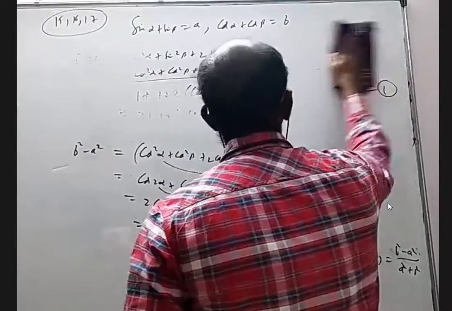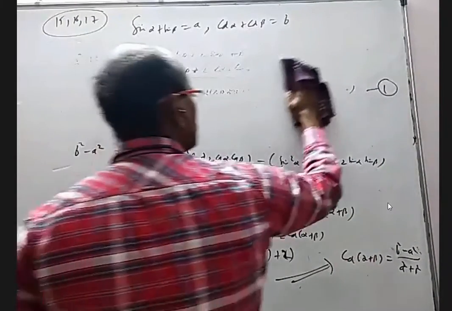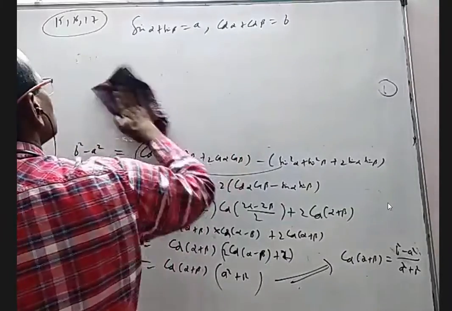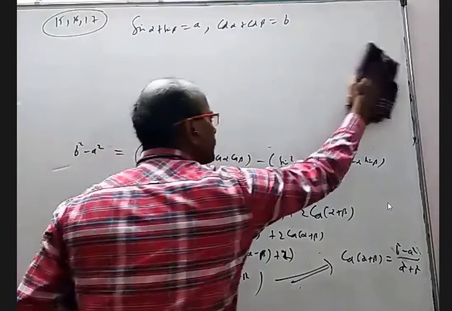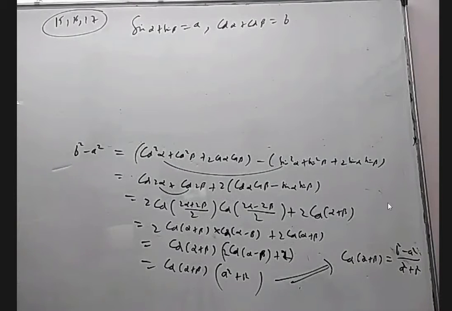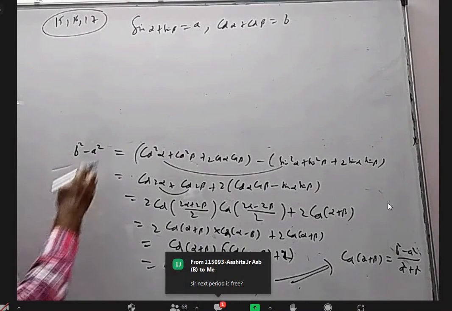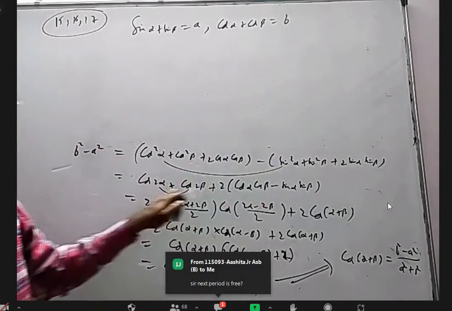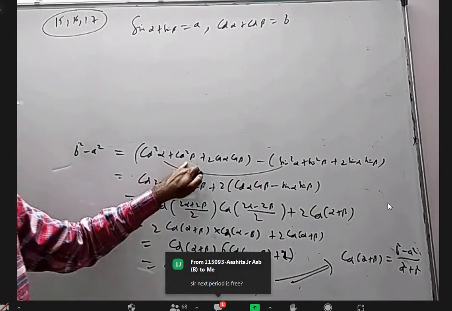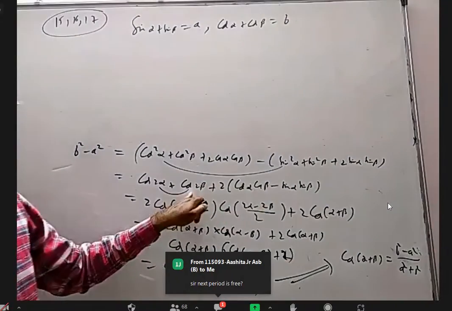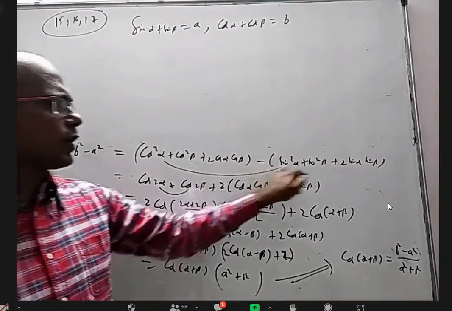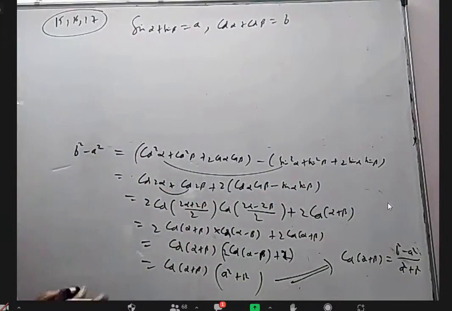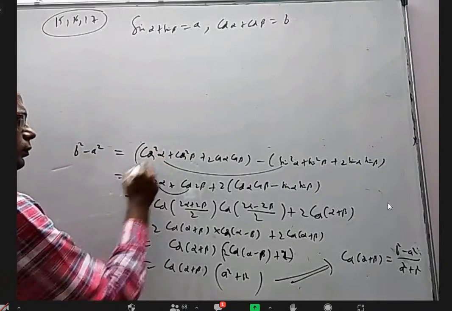Sir, please don't erase b square minus a square, sir. Okay. Sir, in b square minus a square, first step to second step, one second. The cos square alpha minus sin square alpha formula is cos 2 alpha. Yes, sir. Cos square beta minus sin square beta is cos 2 beta. 2 cos a cos b minus 2 sin a sin b, I took 2 common. Yes, sir.